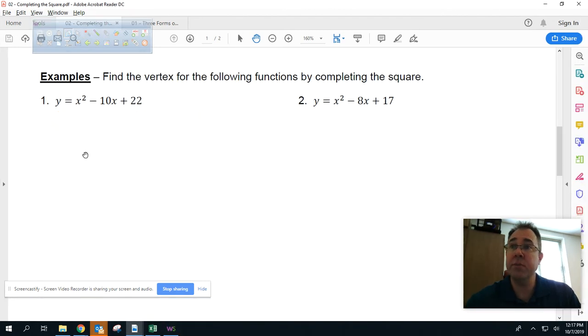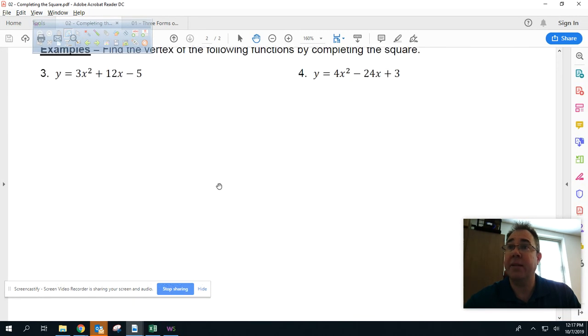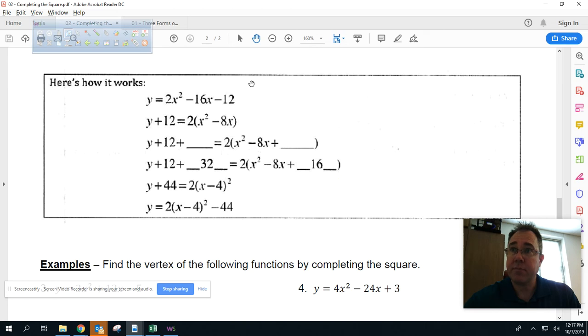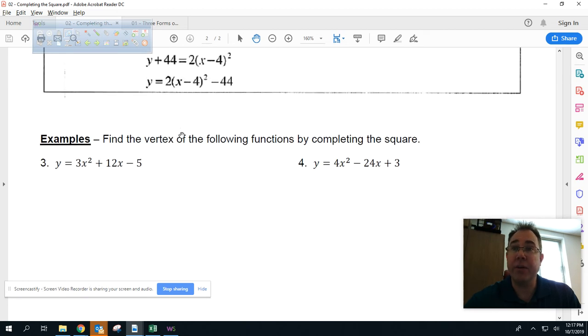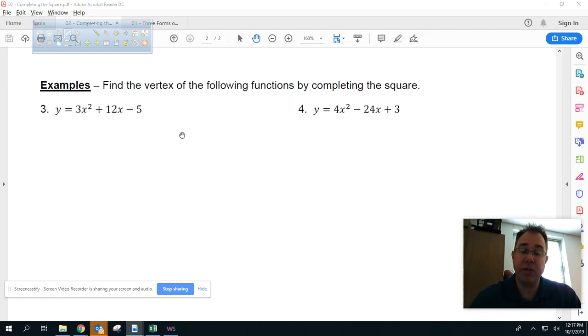You're going to work on number 2, and I'm going to flip it over to the back side. On the back, follow through how it works here if you have an A value. Okay, I'm going to do one of them. I'll do number 3 to start you off.